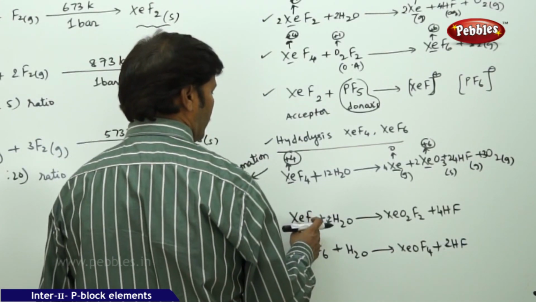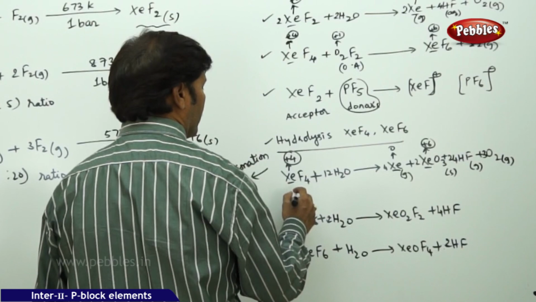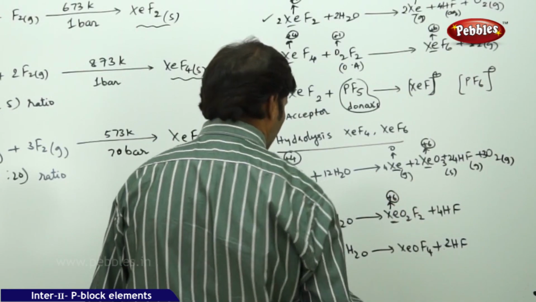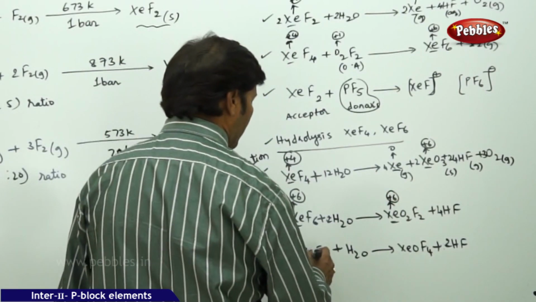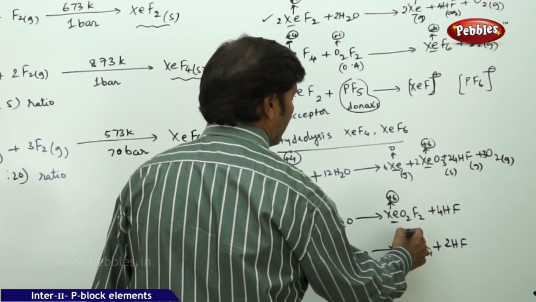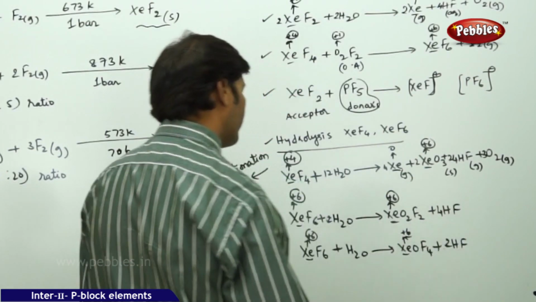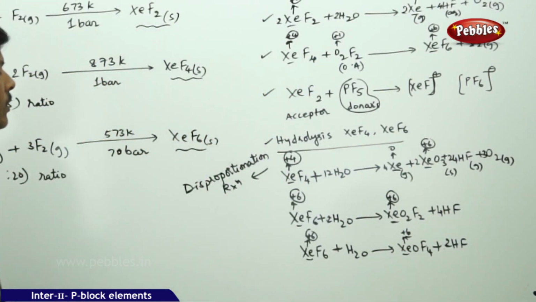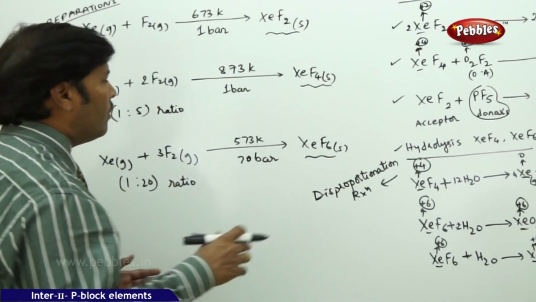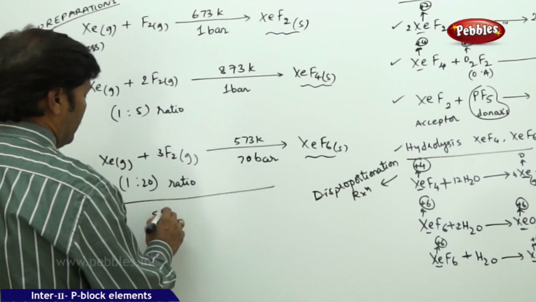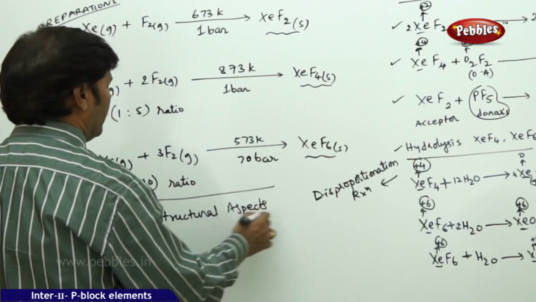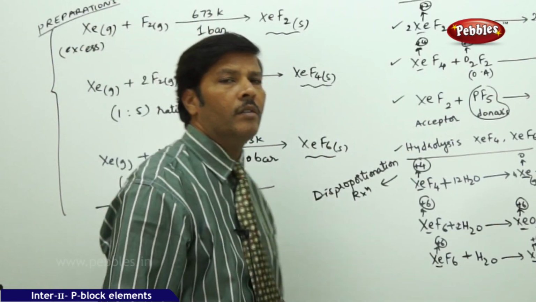But here, there is no change in the oxidation number for xenon. In the next reaction it is +6 oxidation state. Here also xenon is in +6 oxidation state, so there is no change in the oxidation state. Here also in xenon hexafluoride, xenon is +6, and here also xenon is in +6 oxidation state. So 2 moles of HF is the byproduct, and this is how you need to remember the various chemical properties of xenon. And now let us go to the structural aspects, including the hybridization involved, and let us try to study them in brief.